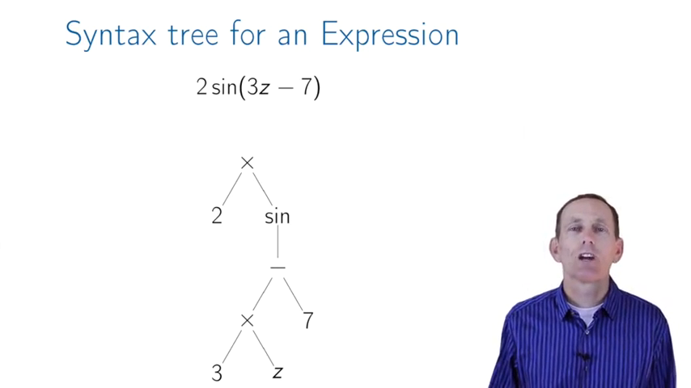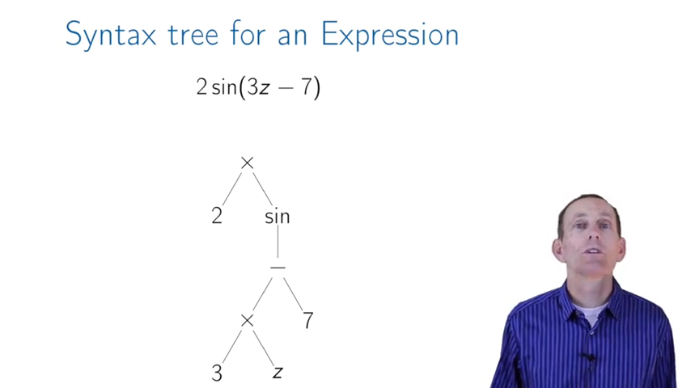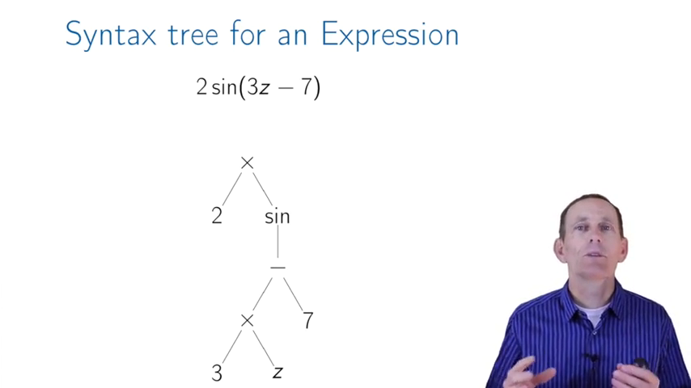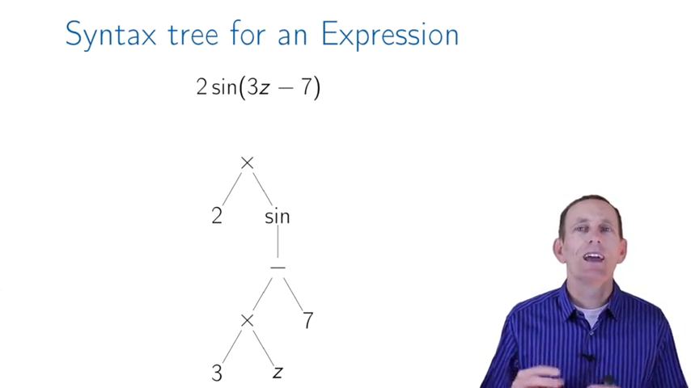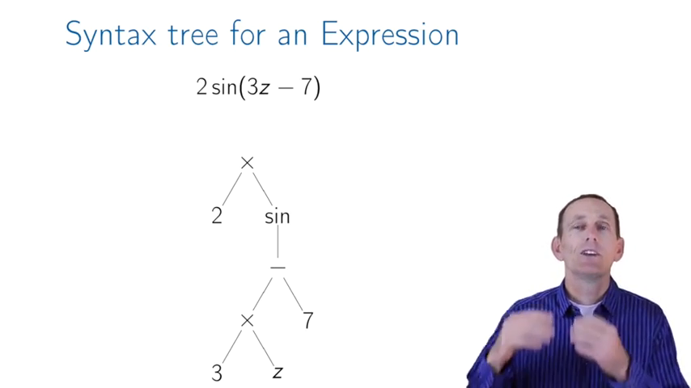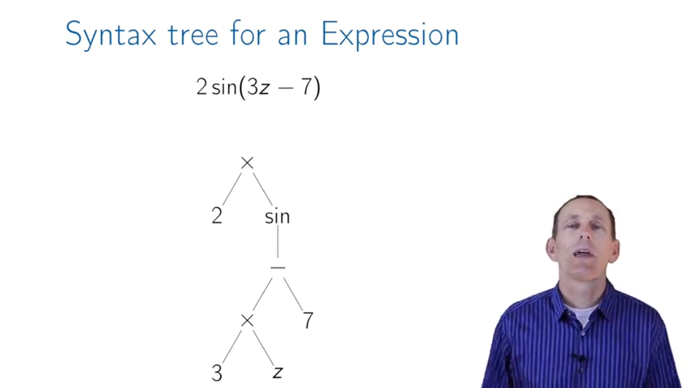So this shows again the structure of the expression and the order in which you might evaluate it. So from the bottom, you would first do 3 times z, and then you would subtract 7 from that. You'd apply the sine to that, and then you multiply that by 2.